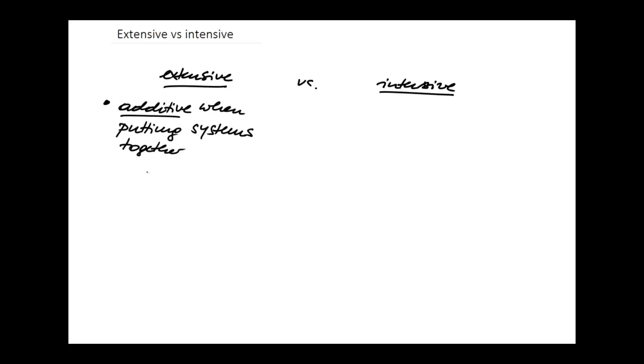So I have two systems A and B. The first system has particle number N1. The second system has particle number N2. It's the same type of particles. I put them together into a single system, and then the total system will have particle number N1 plus N2. So the particle number is an obvious candidate for an extensive quantity. It's additive when I put systems together.